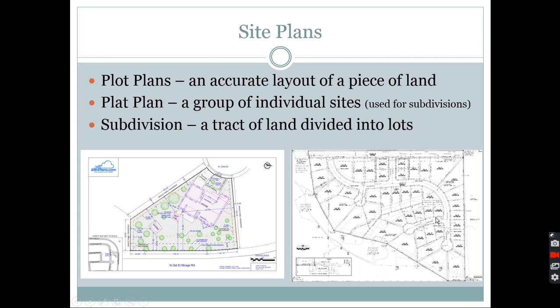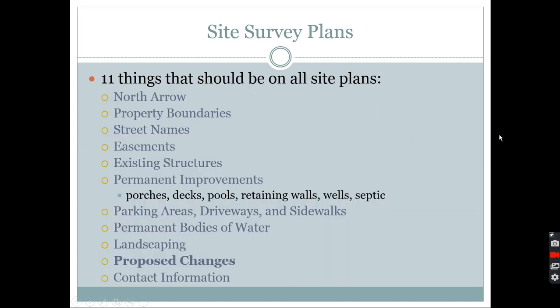So there are various types of site plans, and here's some terminology. A plot plan is an accurate layout of a piece of land. A plat plan is a group of individual sites used for subdivisions. And a subdivision is a tract of land that's divided into multiple lots. Site survey plans should have at least these 11 items found on it.